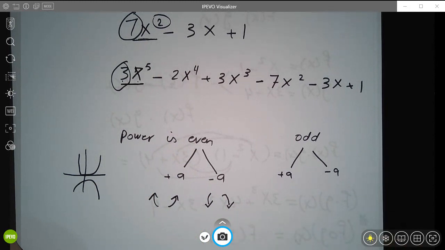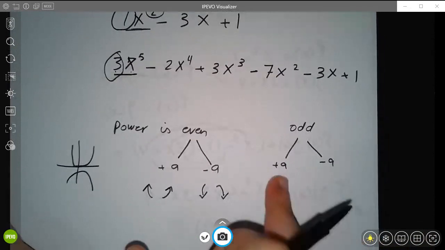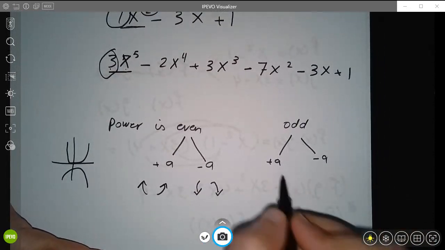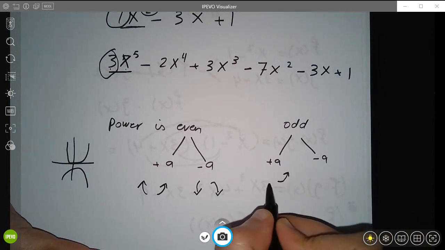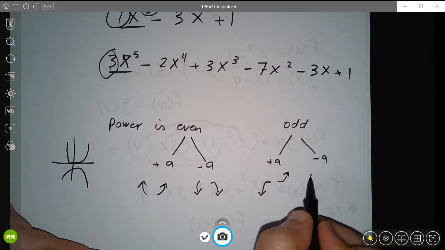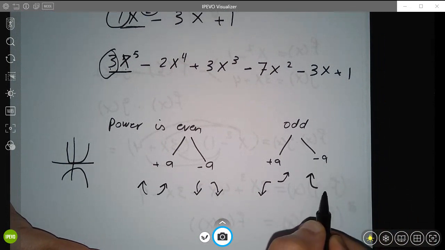Okay. Now, for the odd, we're going to head in opposite directions. But to know which is positive and which is negative, you need to basically read the graph, because the x and y axis should tell you which quarter is the positive one and the negative one. So for the odd ones, if it's positive, then the one on the right is going to go up, and the one on the left is going to go down. If it's negative, it's the opposite. Left is up, right is down.